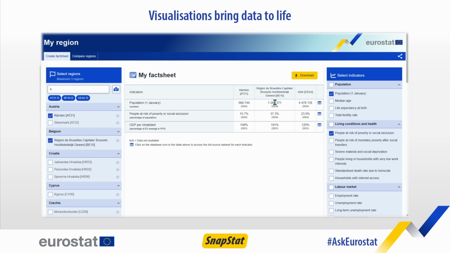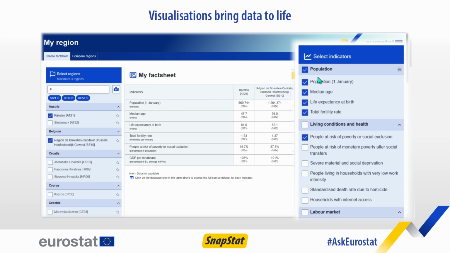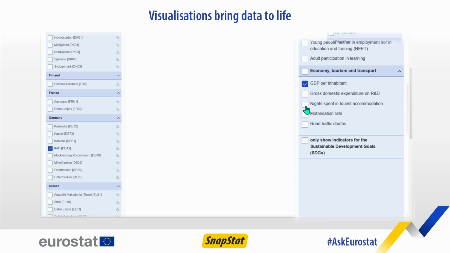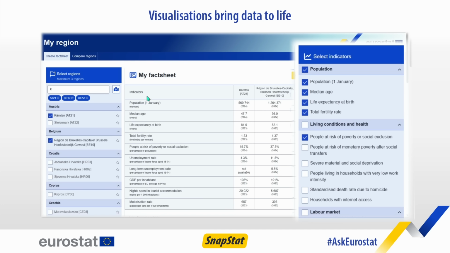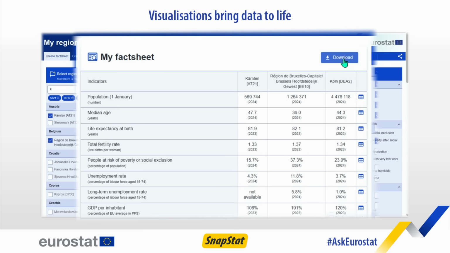Once I've done my region selection, I can move over to the right-hand side now, where I can select the indicators. I can select a whole block, a whole topic of indicators, for example, by selecting the topic here, population, or I can add individual ones as to my interest. Once I'm happy with the selection of indicators, I can then proceed to click on the download button to download a fact sheet in PDF that shows exactly the data like in my customized fact sheet.